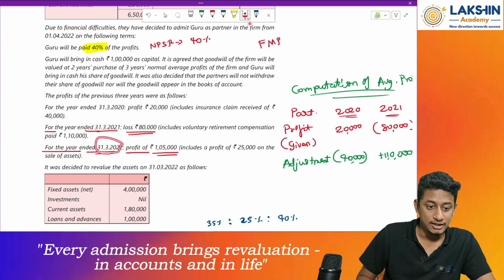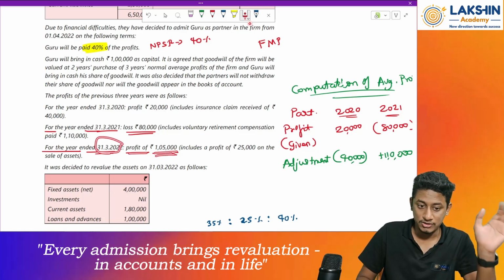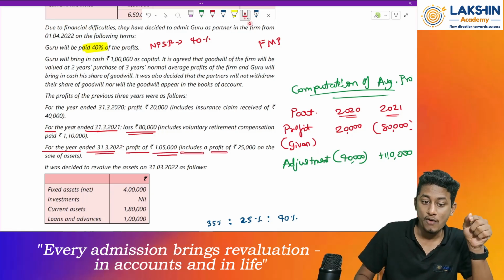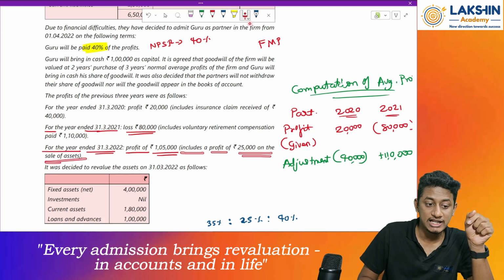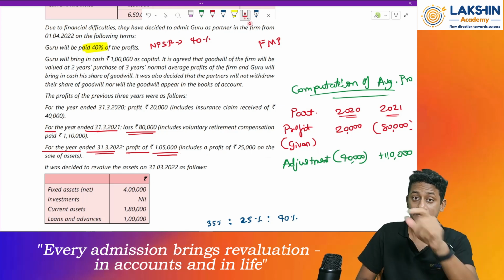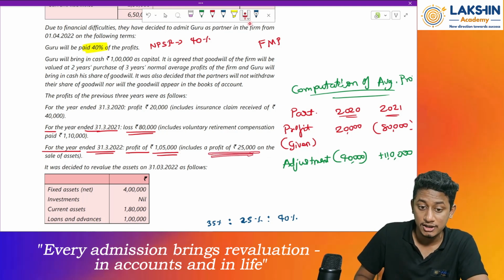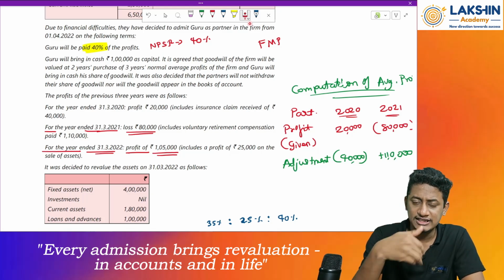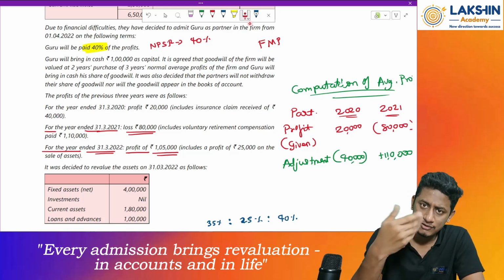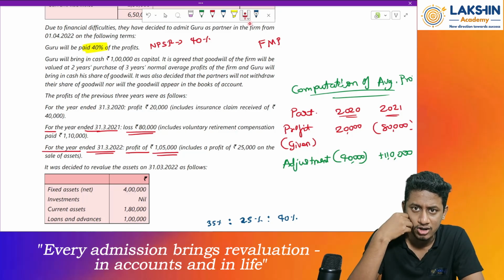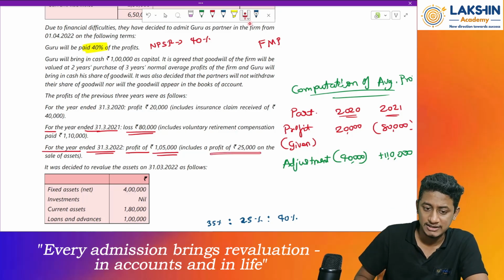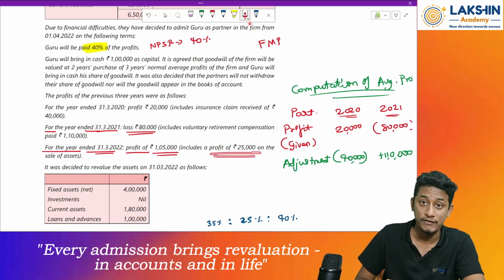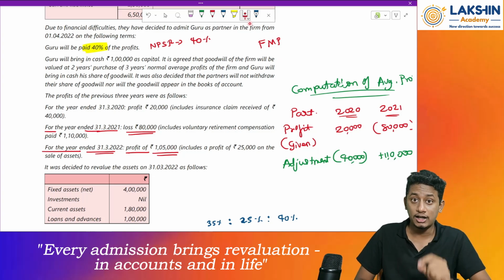In the last year, profit of rupees 1,05,000. This includes profit of rupees 25,000 on the sale of assets. So that means there were some assets sold on which we have earned a profit of rupees 25,000. Now you tell me, sir, will we sell the assets year on year? For each year we will go on selling our assets. What, we are mad or what? No, right? So that means this profit is a non-recurring profit which will not be earned each year.